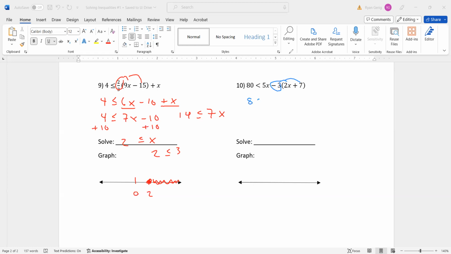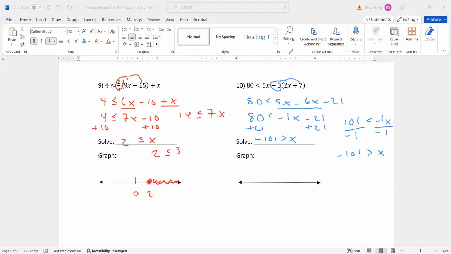All right, so I'm distributing a -3. -3 times 2x is -6x. -3 times 7 is -21. 5x minus 6x is -1x minus 21. Add 21 to both sides. I get 101 is less than -1x. Divide by -1. Yes, we're still dividing by a negative. So I get -101. Flip the sign and x. So -101 is greater than x.